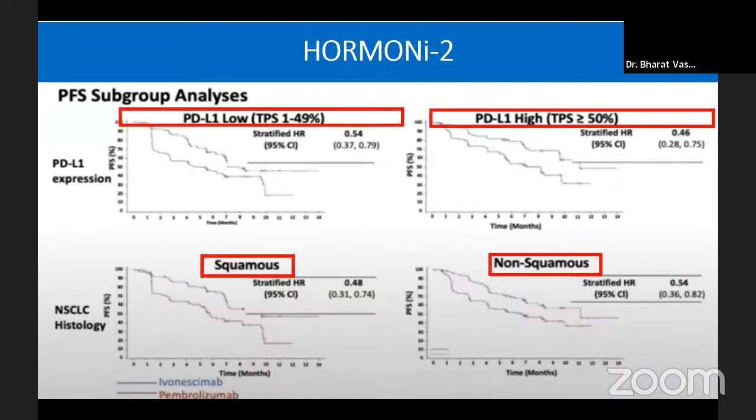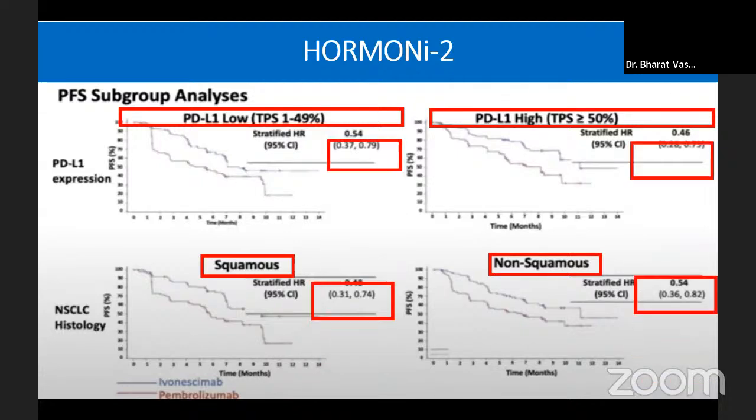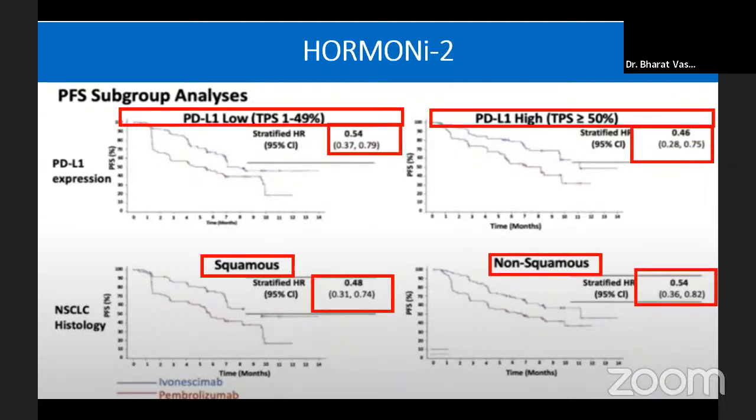Now, how is the quantum of benefit in 1 to 49 and more than 50, squamous and adeno? If you look into the hazard ratio, it is around 0.50. So irrespective of 1 to 49 or more than 50, squamous or non-squamous, this drug is twice better than what pembrolizumab is all about. Wait for some time. Now we are getting data of this drug with chemo, and combined with other drugs. So you will have a lot of exciting data with this drug called ivonescimab.